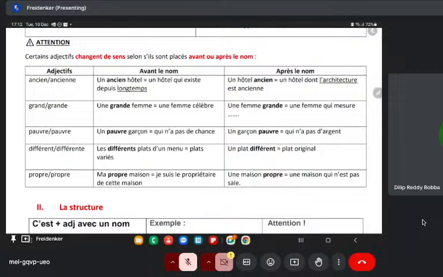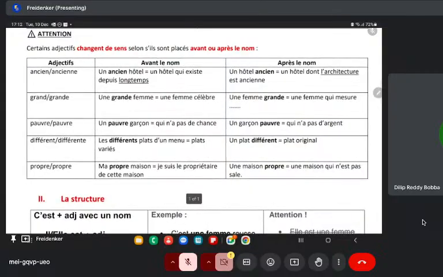Différent, différente. Les différents plats d'un menu. Plat is dish. So the different dishes of a menu. You have many varieties of dishes. So here différent is placed before the plat. If différent is placed after the plat, it means it is a unique dish, an original dish. So on the left side we're talking about many varieties, and on the right side we're talking about uniqueness.